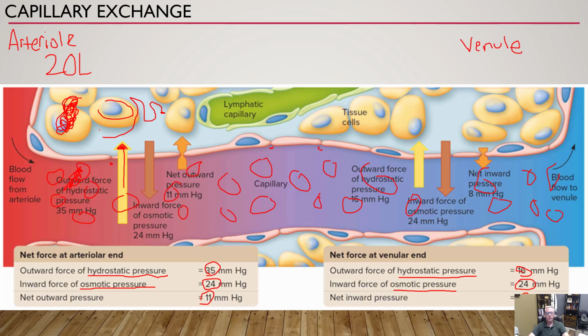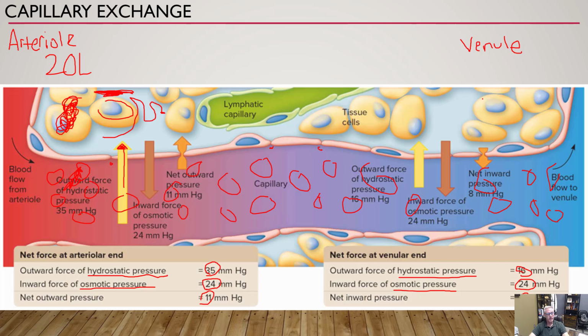So, I shouldn't say push water out. What I should say is that because of this, the pressure is greater, and we are drawing water out of the arterial end as opposed to pushing water out of the arterial end. So I should say we are pulling water out of the arterial end.